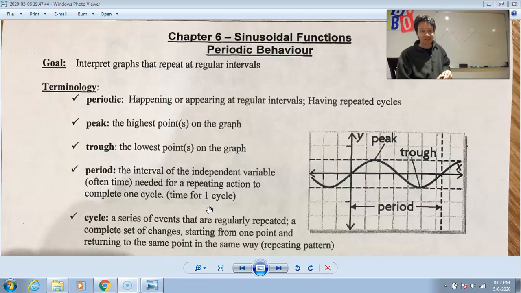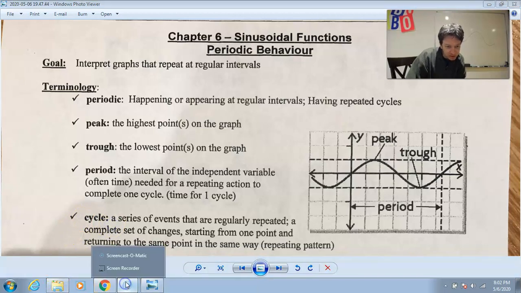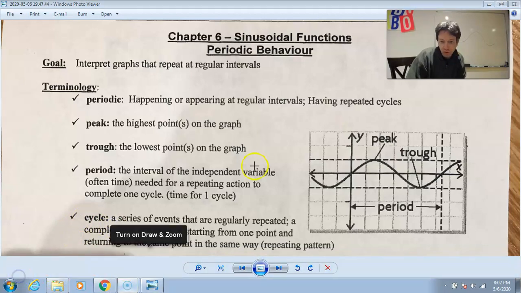So first, let's analyze the parts of this wave. So if we're looking at our handout here, there are some parts. Okay, so if we look at this, here's our wave, and here's our peak right there. And that's our highest part, also called the crest. Our trough is our lowest part of the wave right there. Okay, the period is the time between successive repetitions.